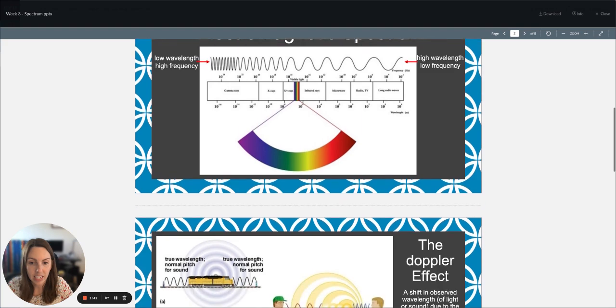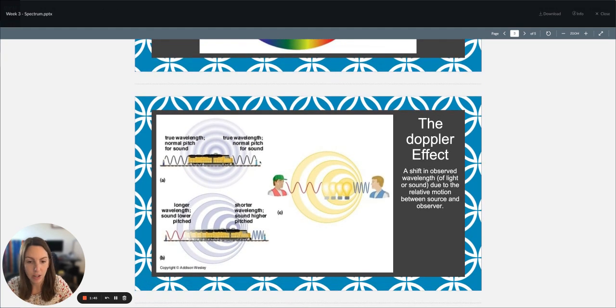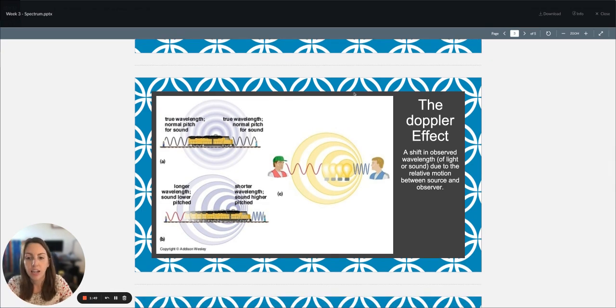Now, we're going to connect this point with this next one, so let me talk about this first, and we'll circle back to that. The next one is the Doppler effect. So this is also about waves, like we just saw with the electromagnetic spectrum. This effect is something that you're familiar with probably in sound. The same thing happens with visible light, like we were just talking about.